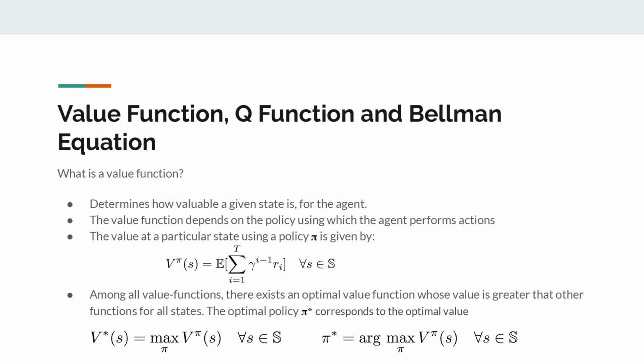Among all value functions, there exists an optimal value function whose value is greater than the other functions for all states. And the optimal policy pi star simply corresponds to the optimal value. Looking at the equation here, we can see that the optimal value function v star is simply the maximum value function across all of the possible policies pi. And the optimal policy pi star is simply the policy that maximizes the value function.